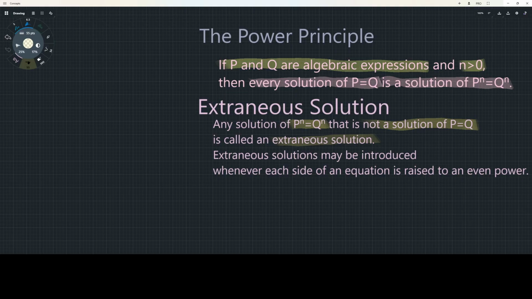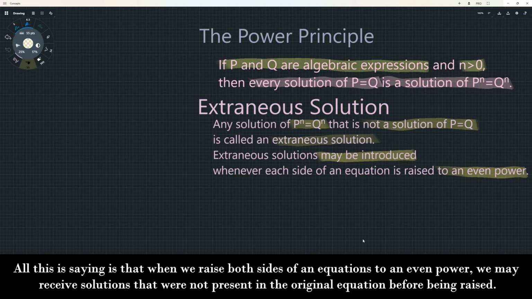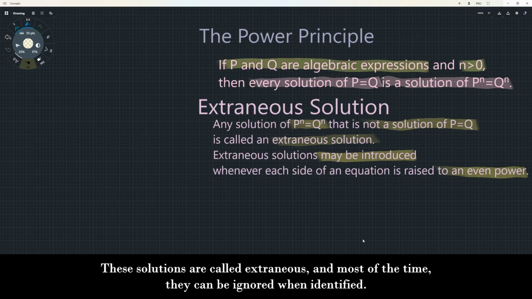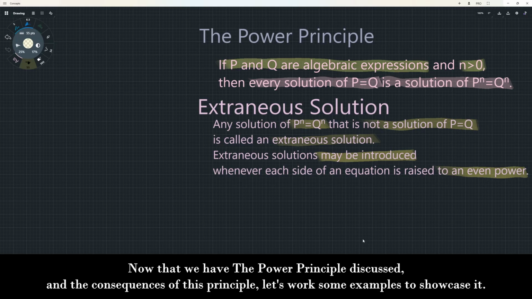Extraneous solutions may be introduced whenever each side of an equation is raised to an even power. All this is saying is that when we raise both sides of an equation to an even power, we may receive solutions that were not present in the original equation before being raised. These solutions are called extraneous, and most of the time, they can be ignored when identified. Now that we have the power principle discussed and the consequences of this principle, let's work some examples to showcase it.